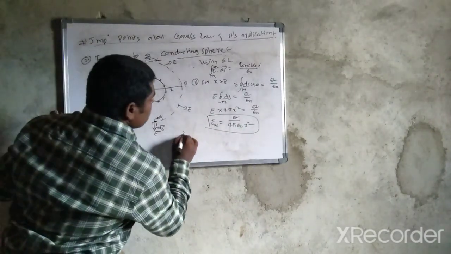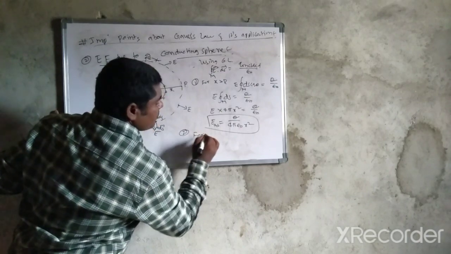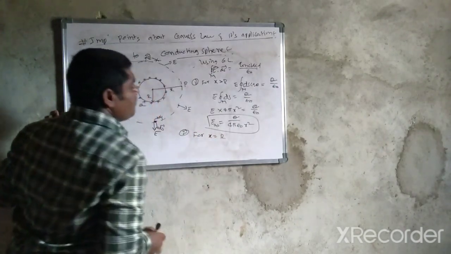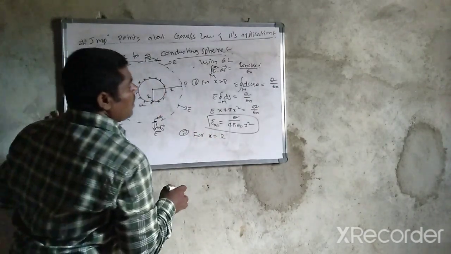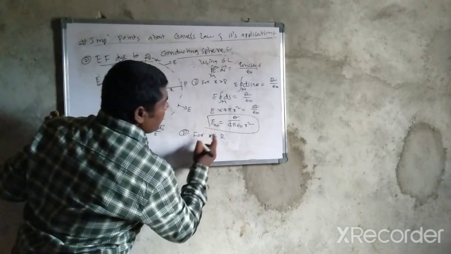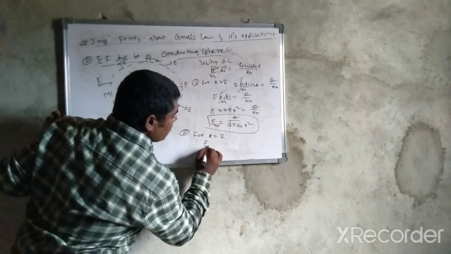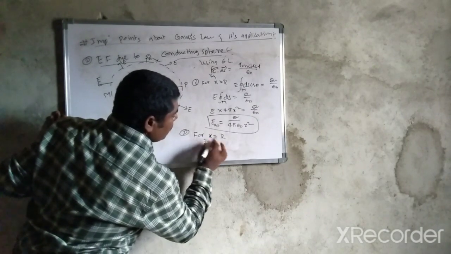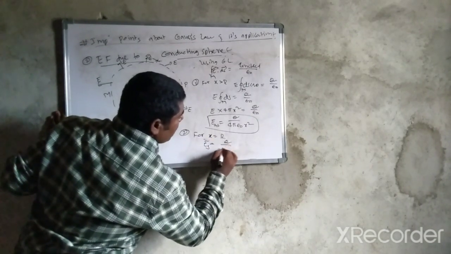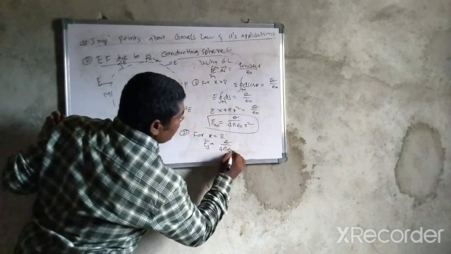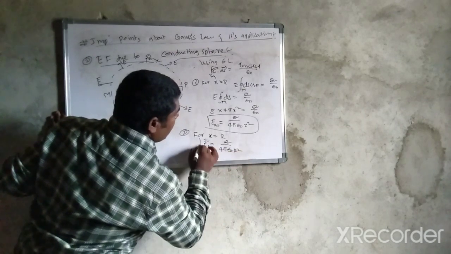In the second case, for x equal to R, means on the surface, you may replace x with R. The electric field at the surface is equal to Q divided by 4 pi epsilon naught capital R square.